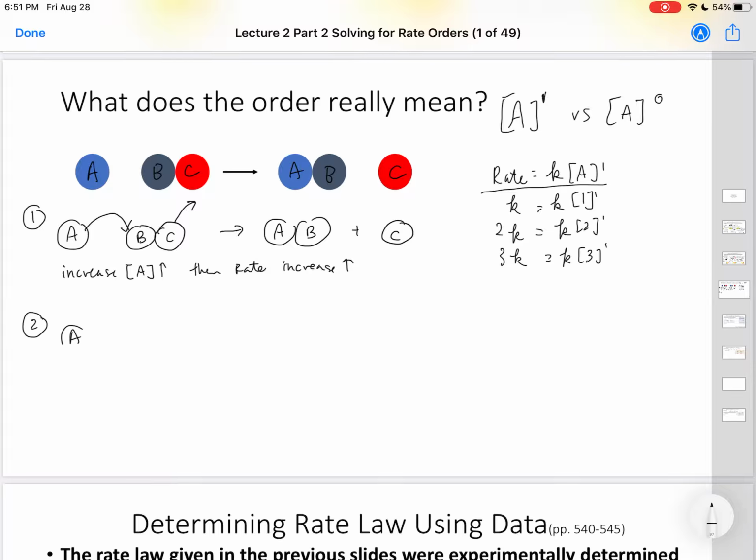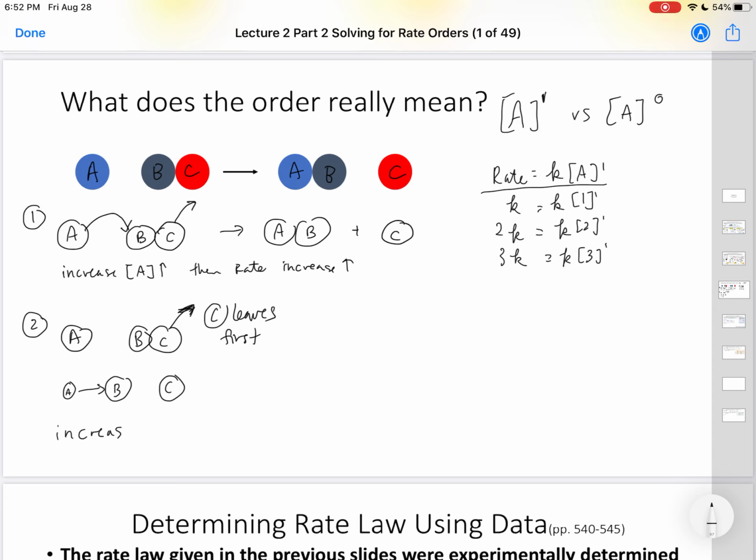But let's say that you have a different reaction, and you still have A, B, and C. But in this reaction, A is super weak, so it attacks, but it can't kick off C. So C needs to leave first before anything can happen. Once C leaves, then you have A, B, and C. Now B is free, and A can attack, okay? In this case, C leaves first. So that means even if you have a ton of A, if C hasn't left, A cannot attack.